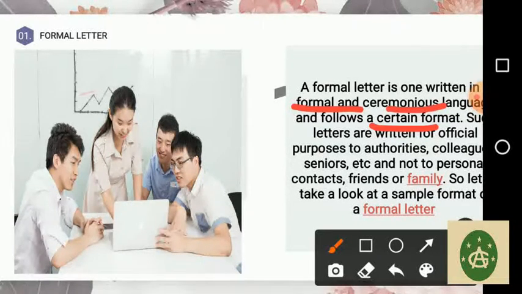Some letters are written for official purposes to authorities, colleagues, seniors, etc. Official purpose means office work, to some authorities, colleagues, or seniors, and not to personal contacts, family, or friends. It will not be written to your friend. If you are writing to your friend, that will not be a formal letter. So let's take a look at a sample format of the formal letter.